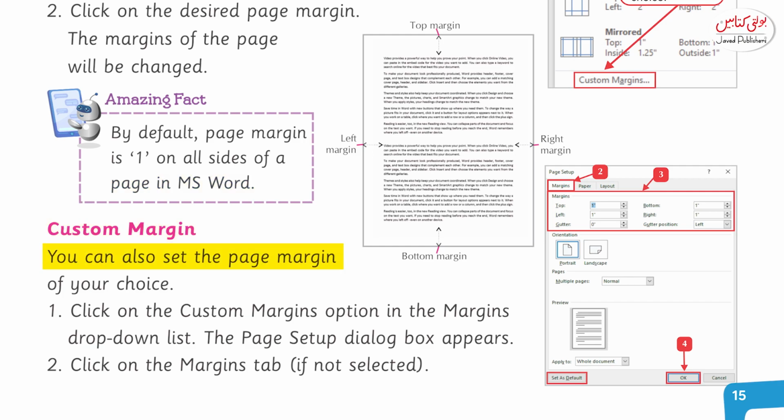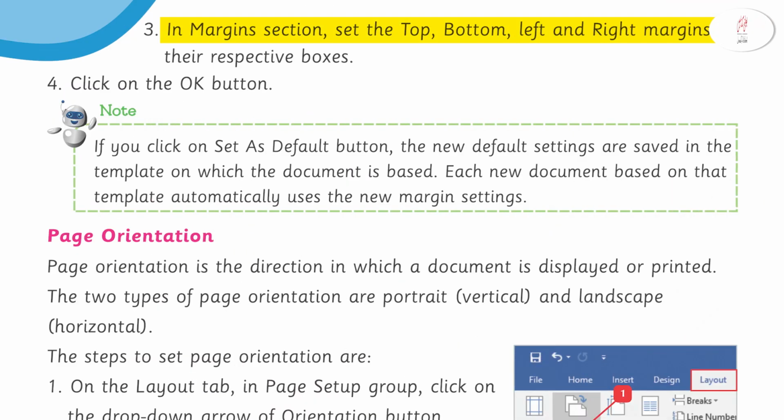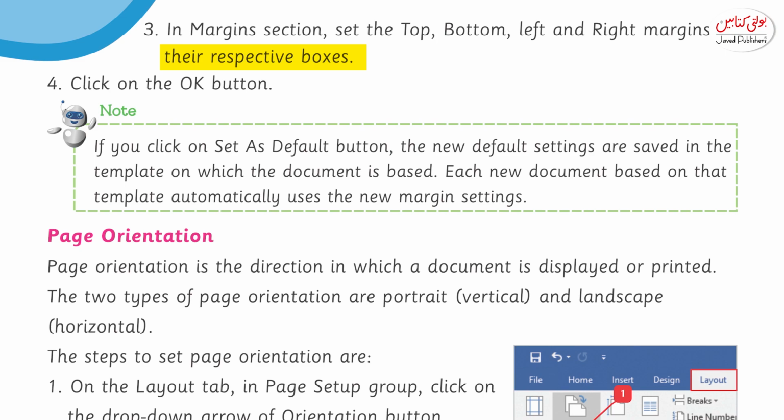Custom margin. You can also set the page margin of your choice. Click on the Custom Margins option in the Margins drop-down list. The Page Setup dialog box appears. Click on the Margins tab if not selected. In the Margin section, set the top, bottom, left and right margins in their respective boxes. Click on the OK button. If you click on the Set as Default button, the new default settings are saved in the template on which the document is based. Each new document based on that template automatically uses the new margin settings.